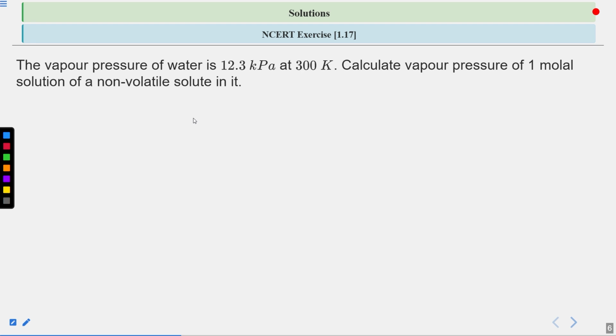Next question says that the vapor pressure of water is 12.3 kilopascal. We have to calculate the vapor pressure of a 1 molal solution of a non-volatile solid in it, and the temperature is 300 Kelvin. So you have some time to think over this question. Your time starts now.